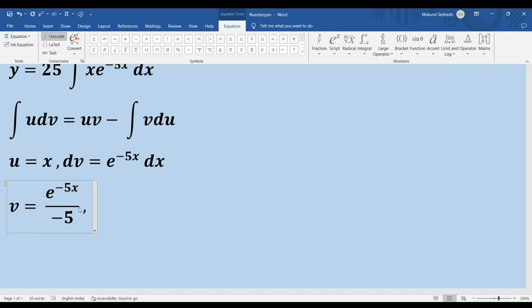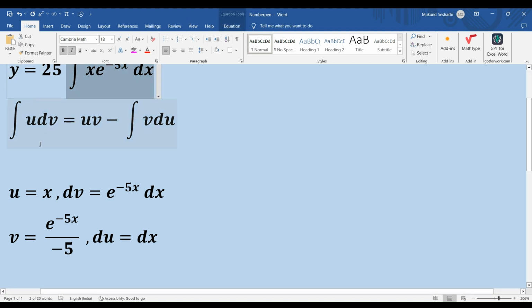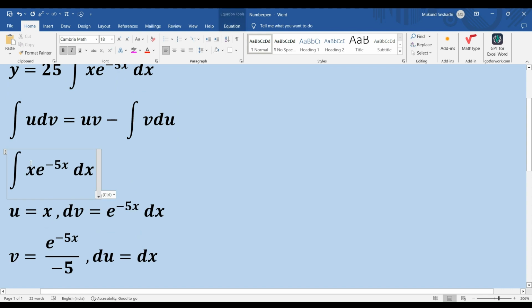So do I know my du? Yes, the answer for du is dx. So I have my u, I have my v, I have my du, I have my dv. So can we go ahead and apply this to the integration by parts identity? So I have my LHS, which is integral of x into e to the power minus 5x dx equal to my uv is nothing but x into e to the power minus 5x divided by minus 5, right?